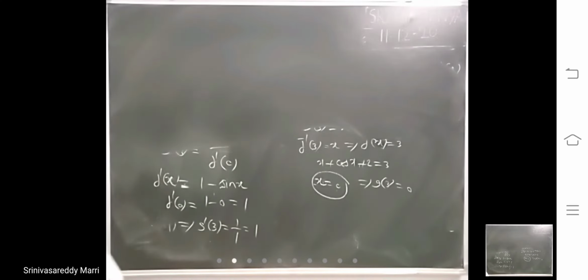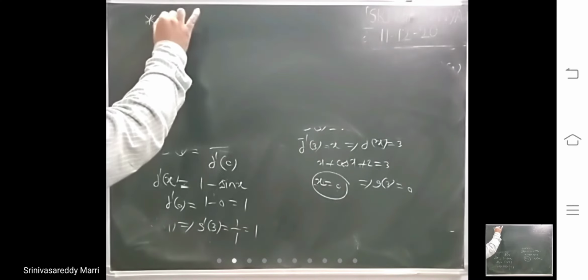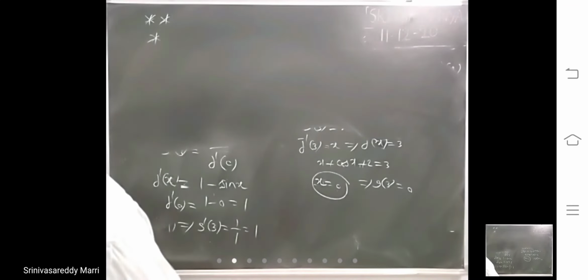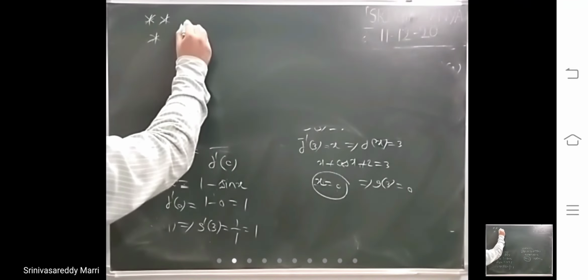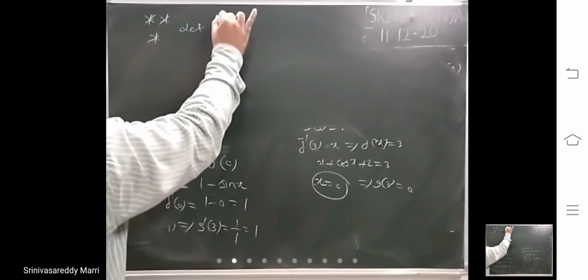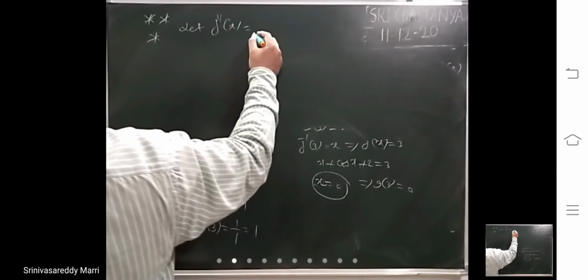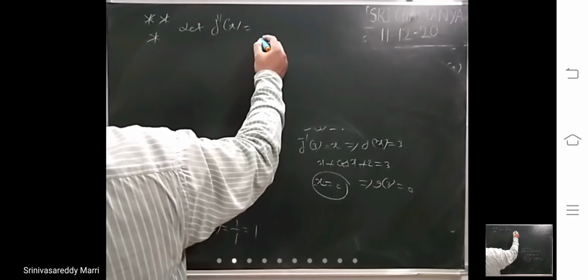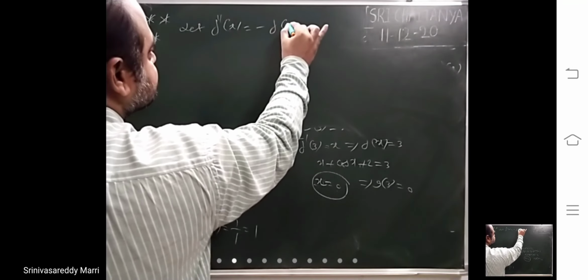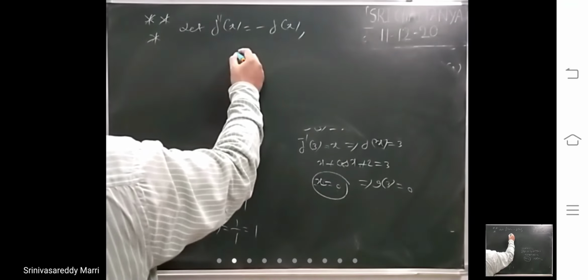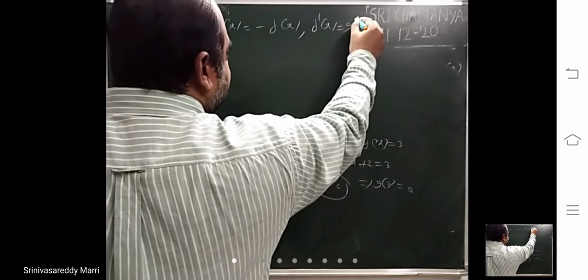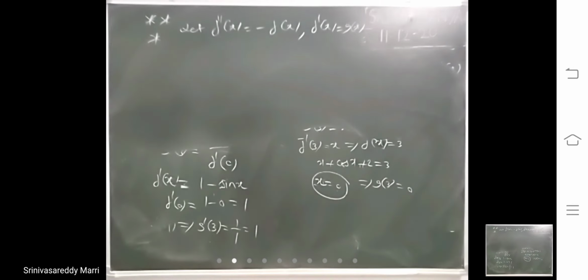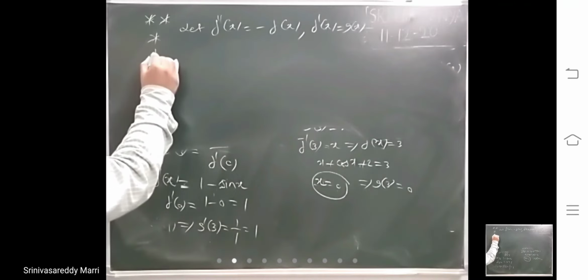Look at this, it is also a very sure and easy question. Let us suppose it is given like this: f double dash x equals minus f of x, and f dash x equals g of x, given.